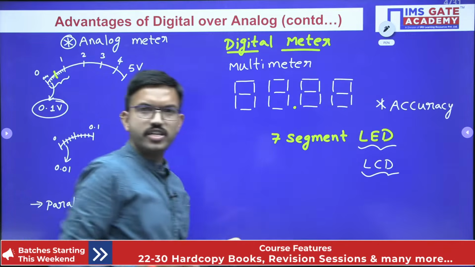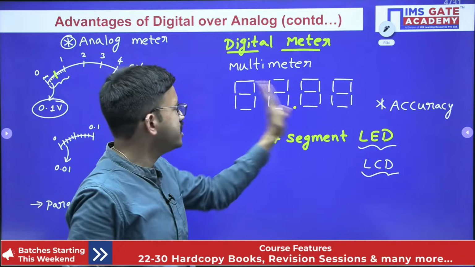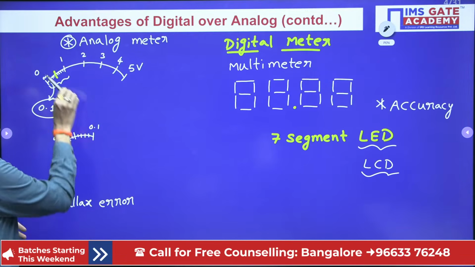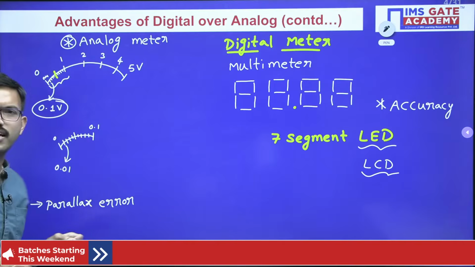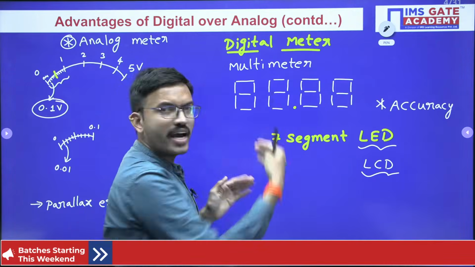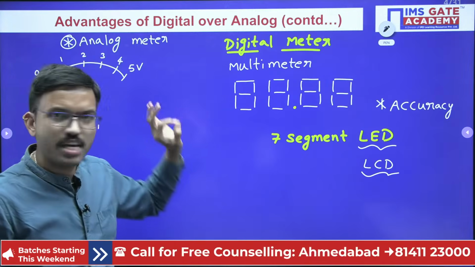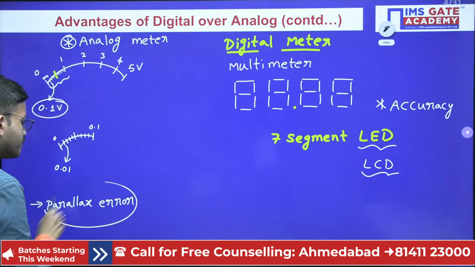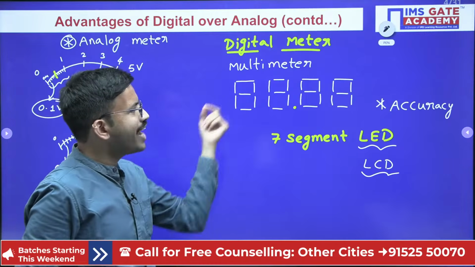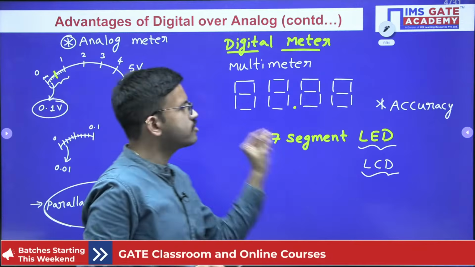You will get accurate values. Here you are just reading the value, that's all. But in an analog meter you have to be very careful about which point exactly the pointer is showing. Whether you are seeing from this side, exactly in parallel, or from that side, from any direction, if you see the same value, that means there is no parallax error. There is no parallax error in the digital meter, because the value is already displayed in digit form, in decimal form. Directly you have to simply note it down, right?